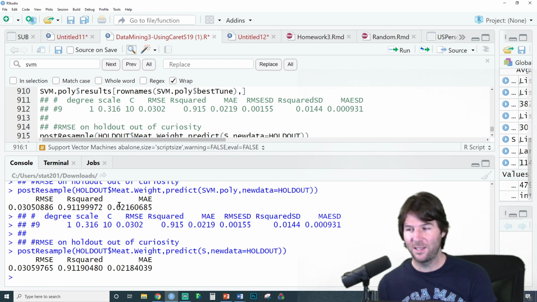And what do I mean by a tiny bit? It's got a tiny bit higher R squared and a tiny bit lower root mean square error, and also the mean absolute error is a little bit lower on the really, really great, super powerful one. So it did do a little bit better.